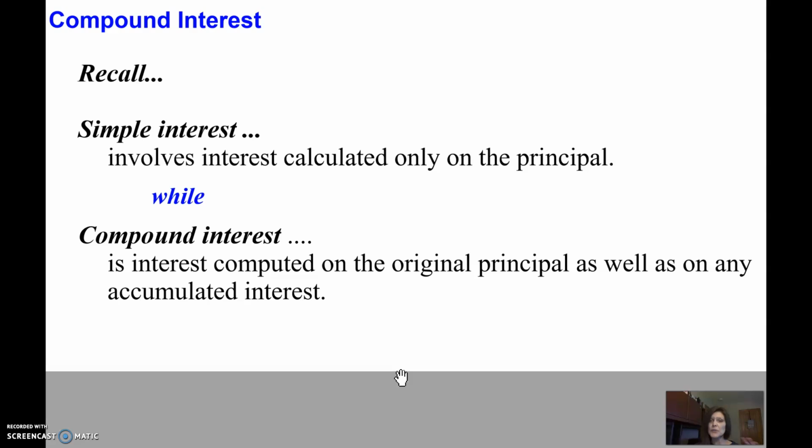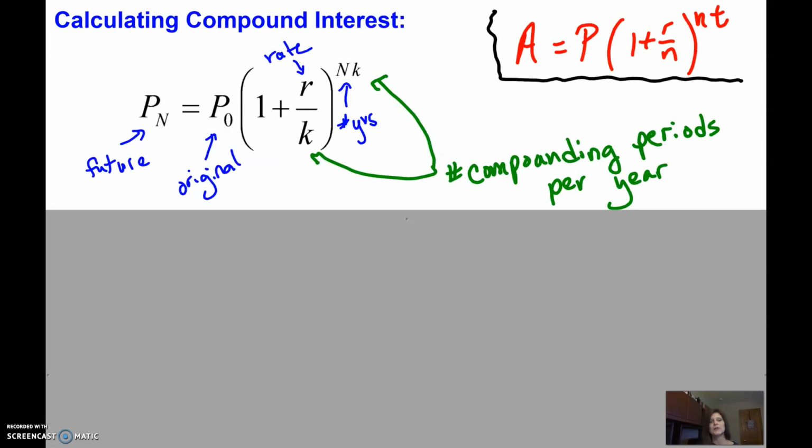All right, so there's a big difference. And at first it doesn't seem like it, depending on how frequently the compounding is or in how long a period it is. But if it's for a substantial length of time with pretty frequent compounding, it can be a huge difference between simple and compound interest. All right, so let's take a look at the formula.